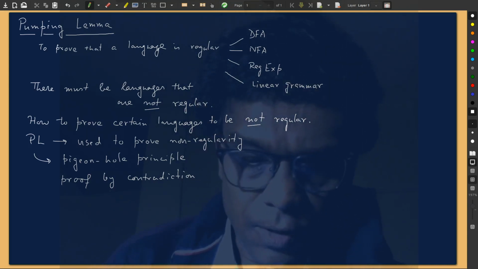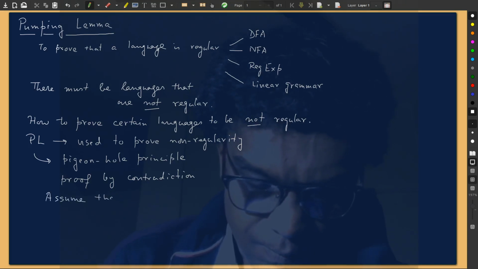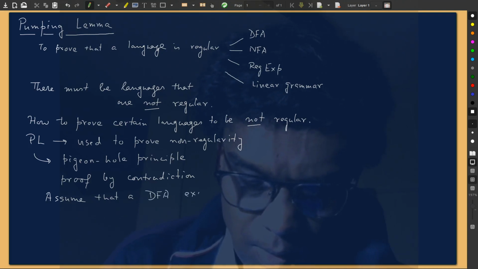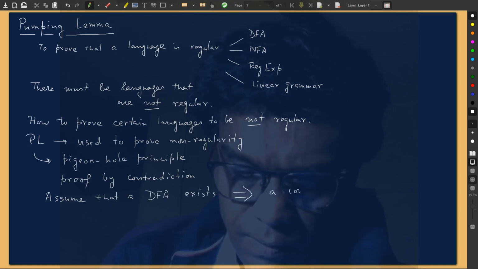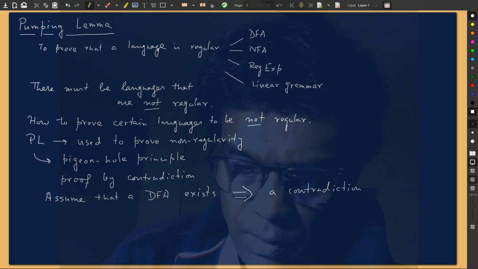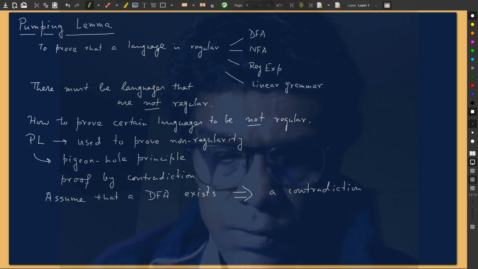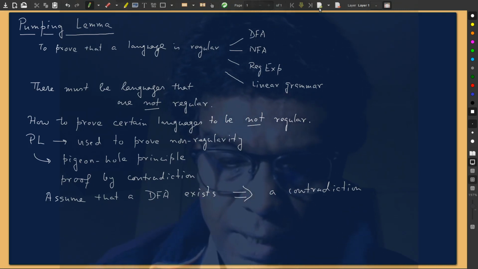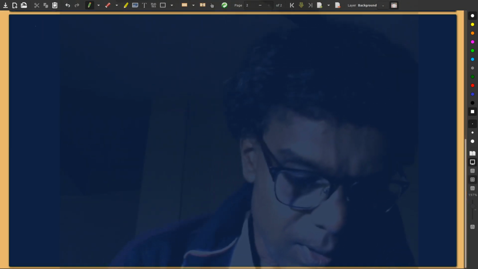So we will essentially assume that a DFA exists. This would eventually lead to a contradiction. And in the process, we will use the pigeonhole principle. Okay, so this is the basic idea of using the pumping lemma. Before telling you the formal statement of the pumping lemma, I would like to give you an example. We start with an example.